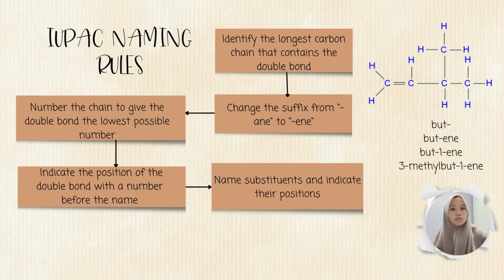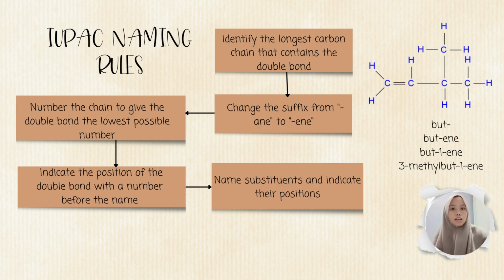Second, change the suffix from "-ane" to "-ene" to show it's an alkene. Let's make the parent butene. Third, number the chain from the end that gives the double bond the lowest possible number. Numbering from the left, the end nearest the double bond, the double bond is between carbon 1 and carbon 2, so the locant is 1.